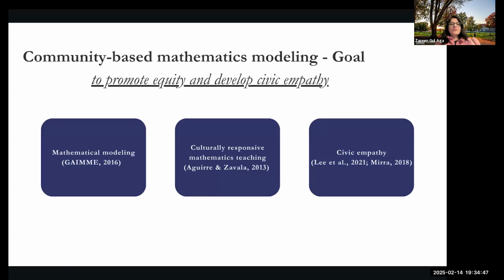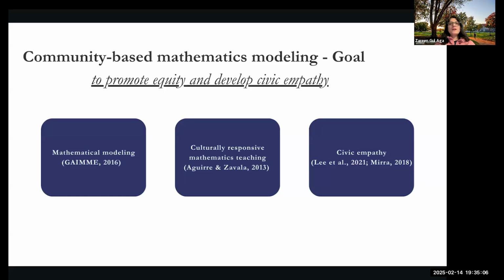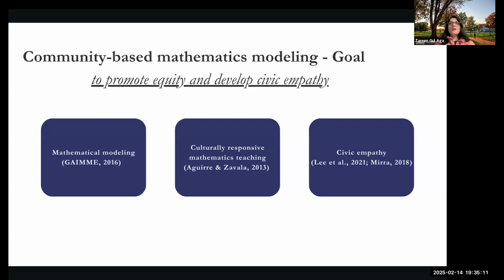This idea to promote equity and develop civic empathy, this whole community-based math modeling, is built on a framework that includes mathematical modeling, culturally responsive mathematics teaching, and civic empathy. And the main idea is built on Paulo Freire's idea of critical consciousness. By engaging students in problem solving that is not just devoid of context, we want to encourage the students to become aware of the systems within which they're embedded and use mathematics as a tool to bring about systemic change. And if not taking action, at least start by developing an awareness of the systems within which they're embedded.